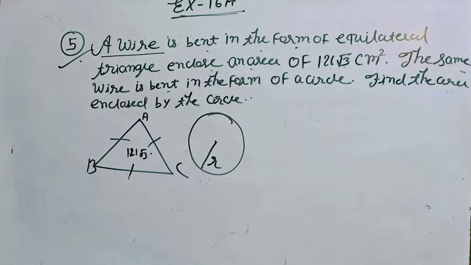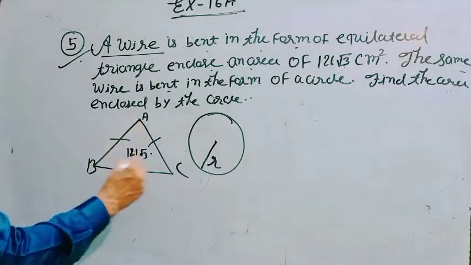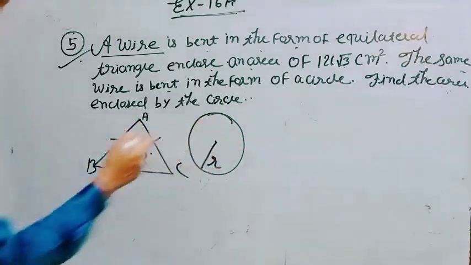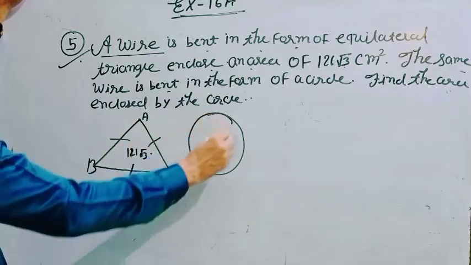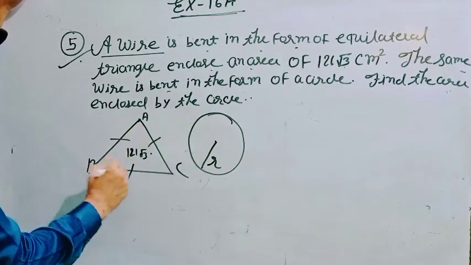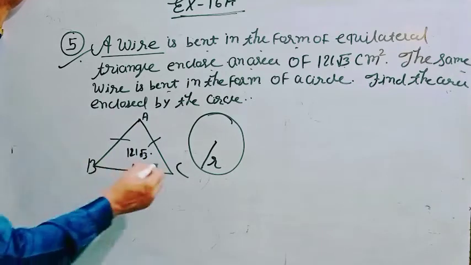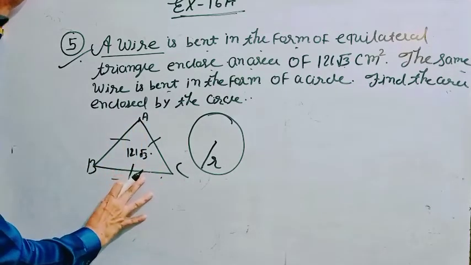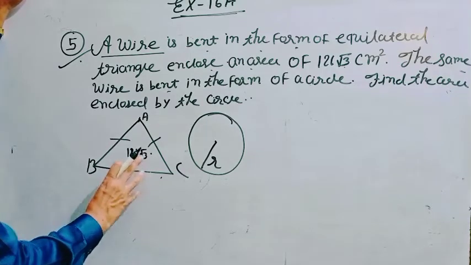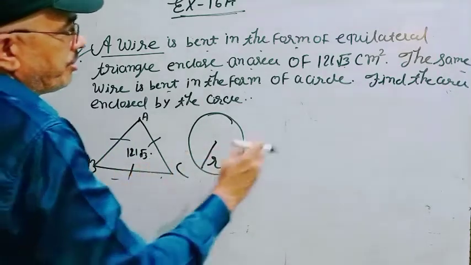Dear student, when the wire in the form of a triangle is now bent in the form of a circle, then it is clear that the circumference of the circle is equal to the perimeter of the triangle. So how do you find the perimeter of the triangle? It is 3 into side, but the side is not given. You have the area given. So first you find the side of this triangle.